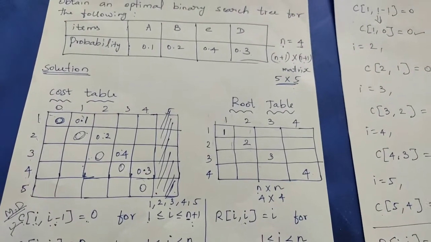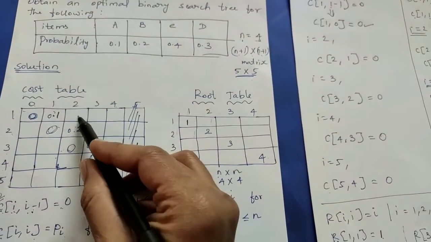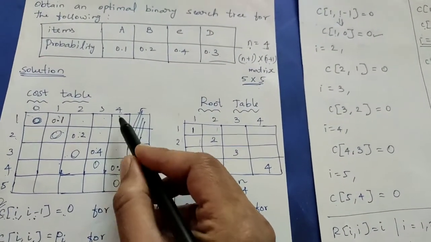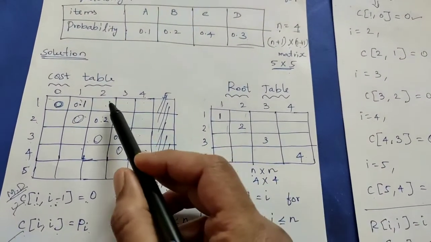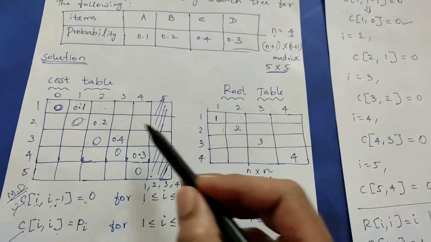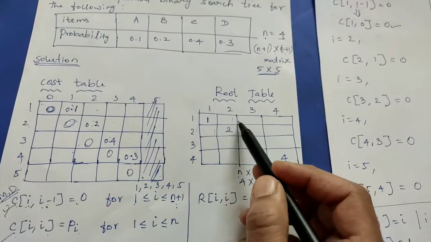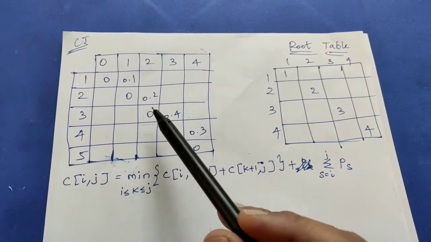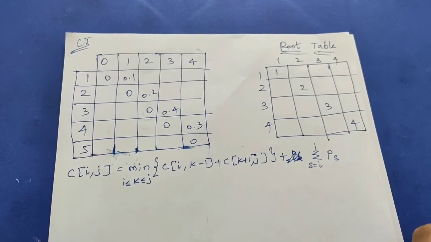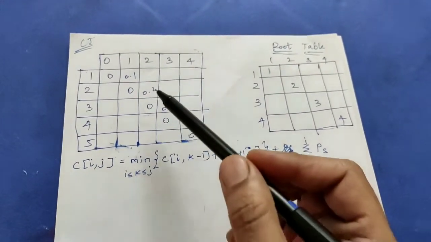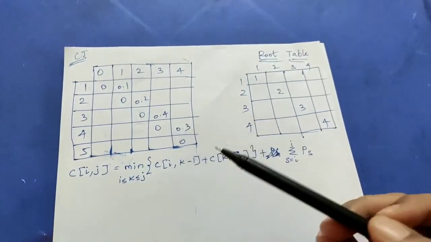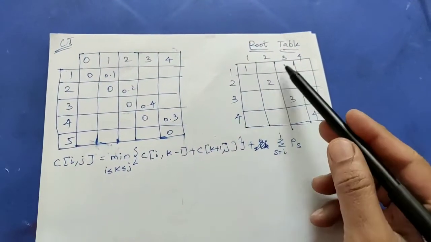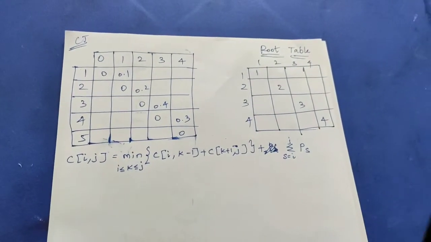Now to fill the remaining locations of the cost table, I am just going to use one more formula for the location which is empty. Similarly, based on this calculation, I will just fill this root table also simultaneously. See, whatever cost table and root table I have constructed initially using the respective formulas, I have taken the same cost table with the diagonal value 0, and the next diagonal values are the probability values, and the root table diagonal values are 1, 2, 3, 4. I have just taken it.